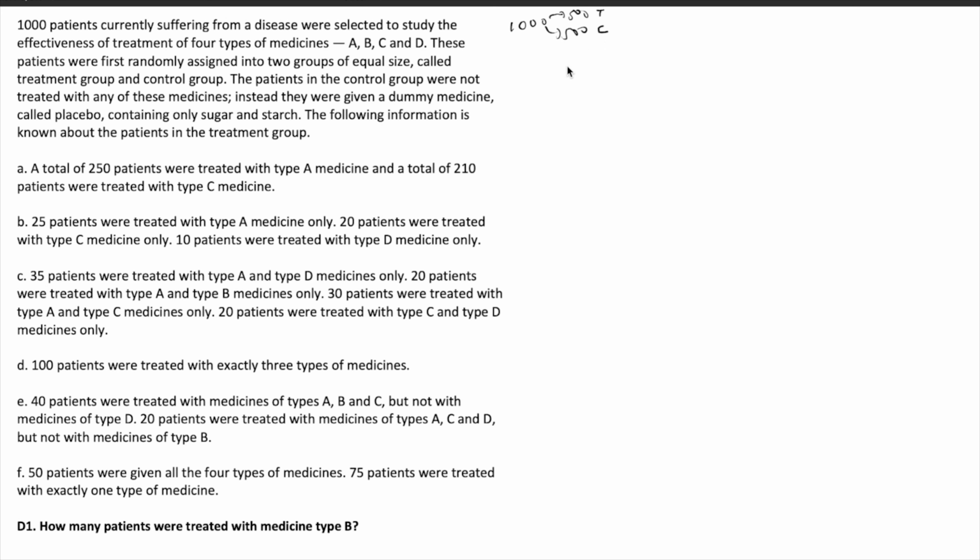The patients in the control group were not treated with any of these medicines. Instead they were given a dummy medicine called placebo containing only sugar and starch. The following information is known about the patients in the treatment group. So the 500 people in the control group does not get any kind of medicines A, B, C or D. Only the remaining 500 in the treatment group will receive the medicines.